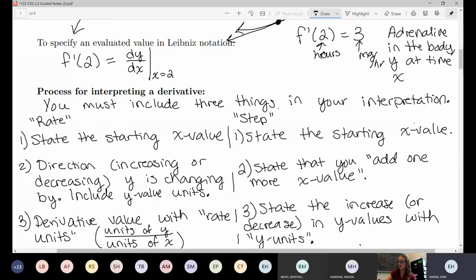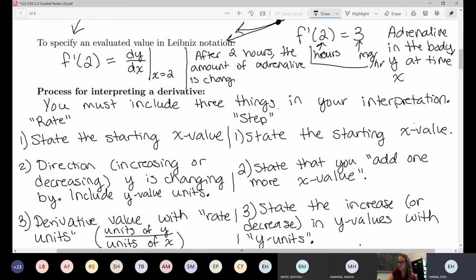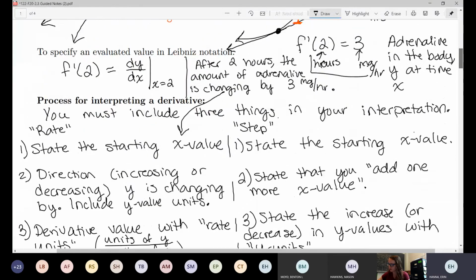I could say that in two different ways. I could say after 2 hours, the amount of adrenaline is changing by 3 milligrams per hour. If I said that, I would be using the rate way. Do I have any more space that I can write something else really quick? Not really.